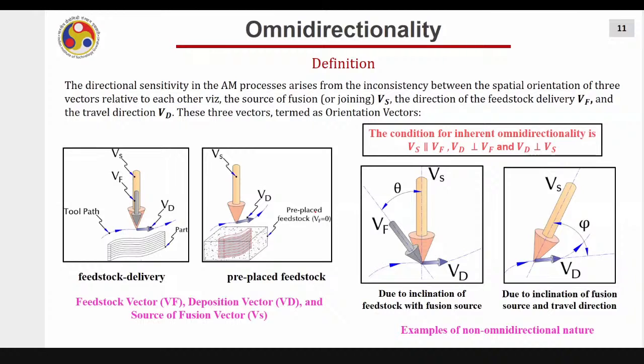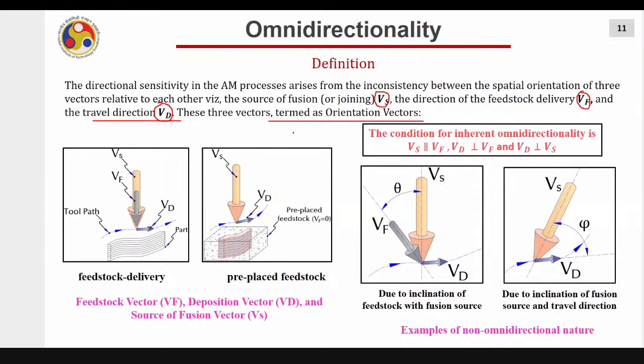The direction of feedstock delivery, along which we feed the material, and finally the vector corresponding to the travel direction, along which you are depositing the material. Any doubt? Okay, fine. So these three vectors, Vs, Vf and Vd, are termed orientation vectors.